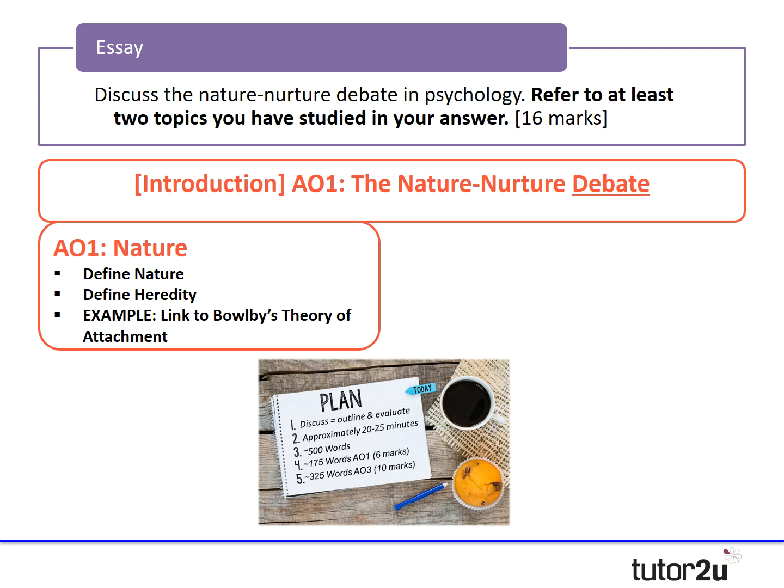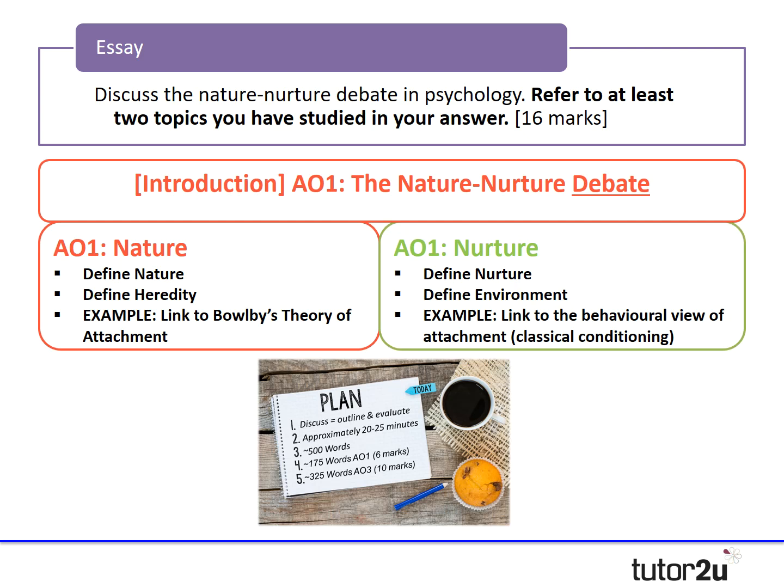I would then break my AO1 section down into nature, where I define nature, I define heredity, or make sure I get the idea of genetic inheritance in there, and I give a year 1, a nice example from year 1, Bowlby's theory of attachment. Then do exactly the same for nurture, okay? I define nurture, define what I mean by the environment, and I link my definition and my example of environment to the behaviourist view of attachment, okay? And that would easily fill up the 175 words introduction, or outline really I should be saying, to your essay, the 6-mark outline you're looking to achieve, okay?